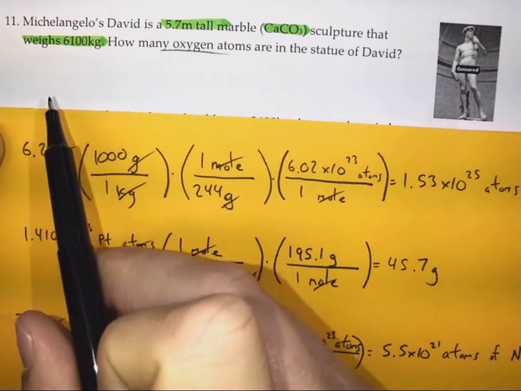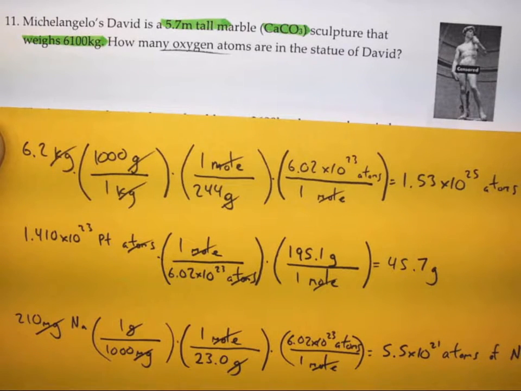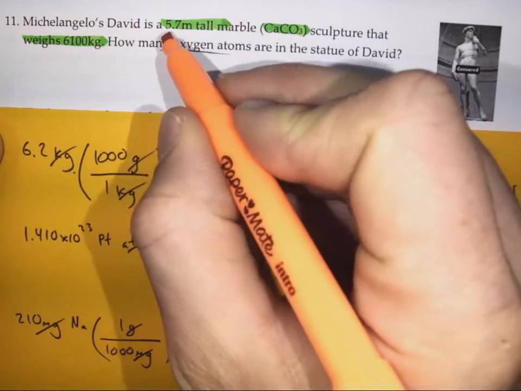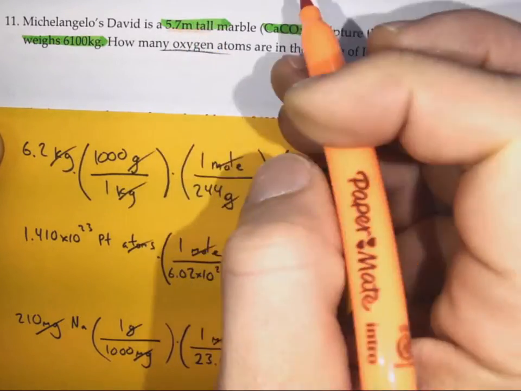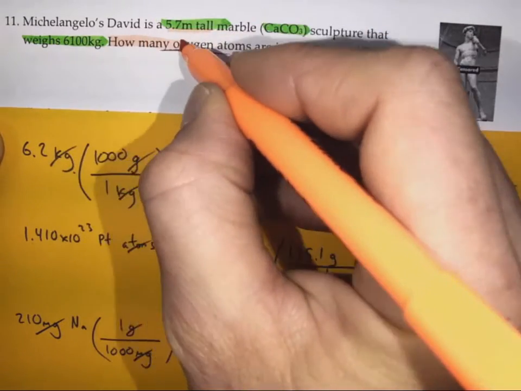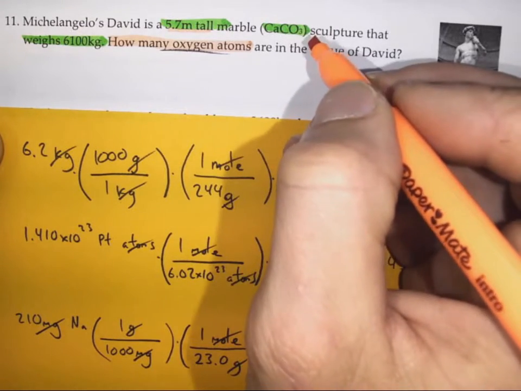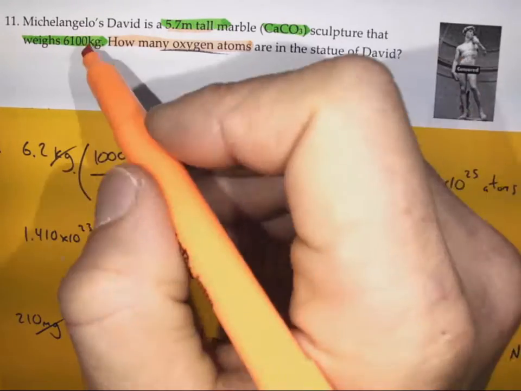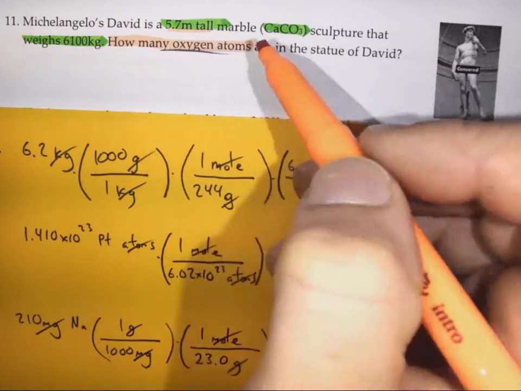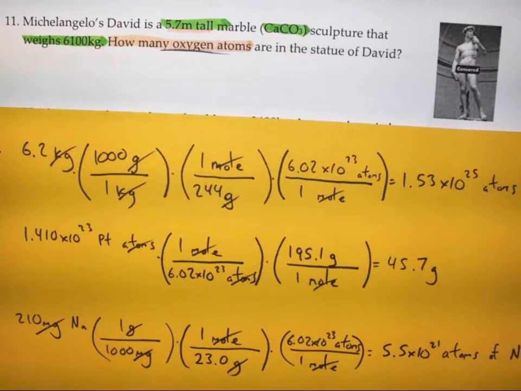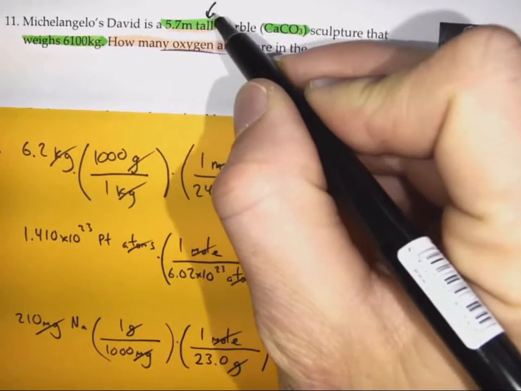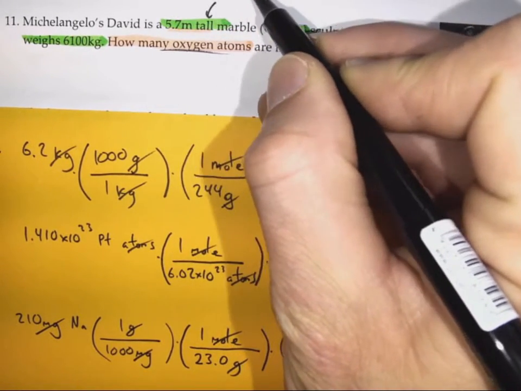The question is how many atoms there are. All right, so what do you think? Well, let's take a look. 5.7 meters tall. Is that relevant? Does it matter how tall it is? What if it was made really skinny and really tall? Would that change how many atoms are in the structure? No, it wouldn't. This is irrelevant.